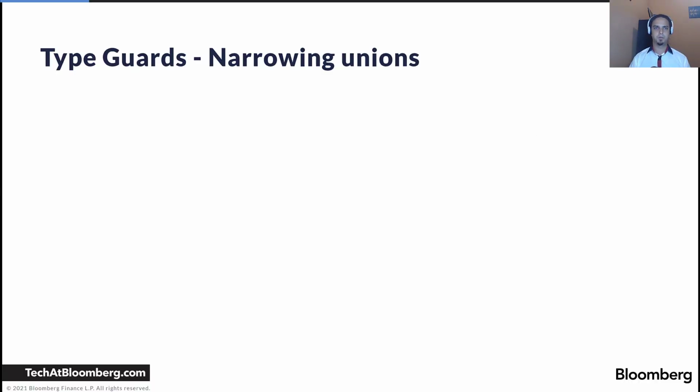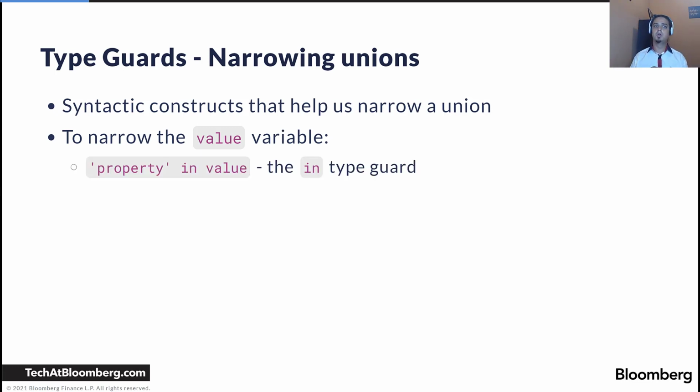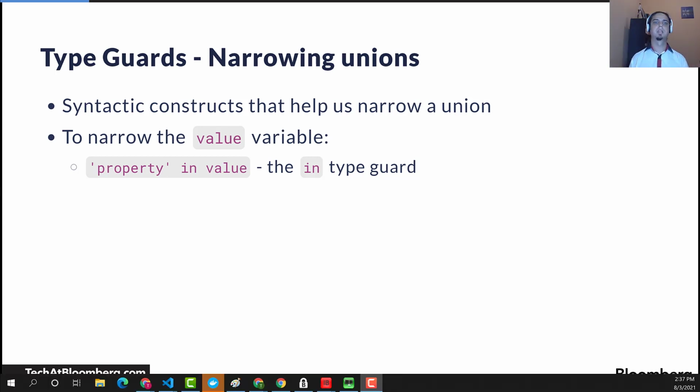So, we saw how we can narrow a union, namely using type guards. But what are type guards? Basically, they're syntactic constructs that can help us narrow a union. And when I say syntactic, I mean that their form matters. So basically, the form of our code is what lets TypeScript know that this is something that we use to narrow the type of a specific variable. So basically, to narrow the type of a value variable, for this particular case, we used property in value. And we call this the in type guard.